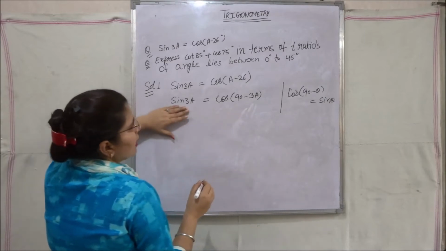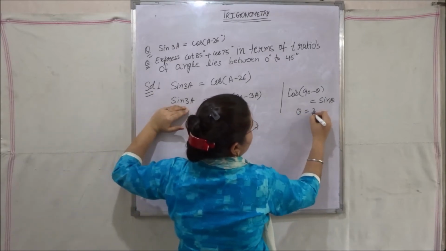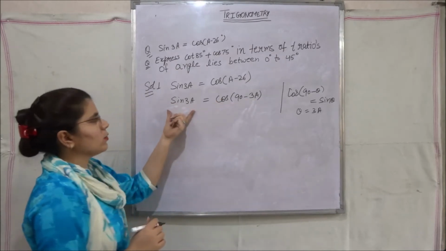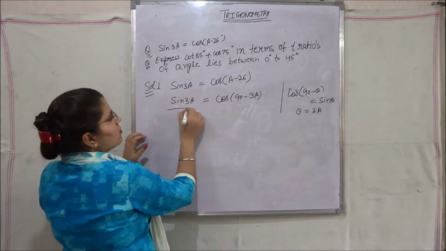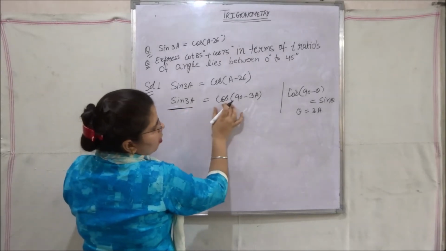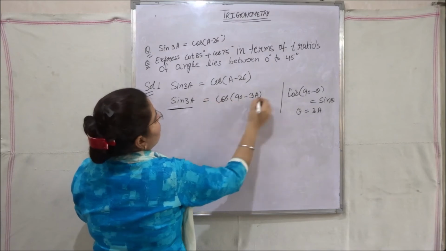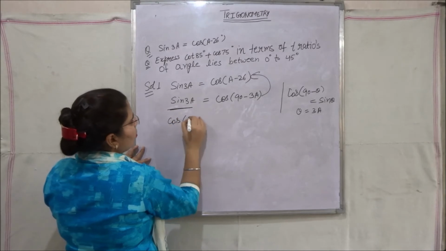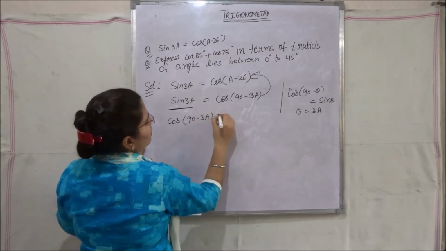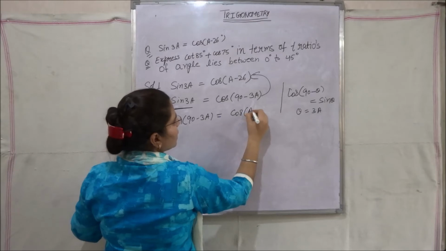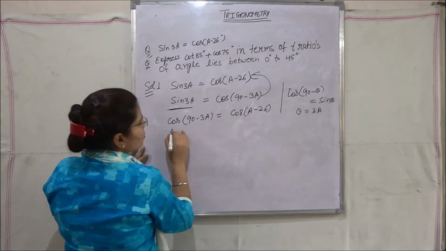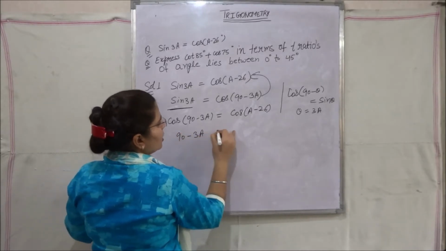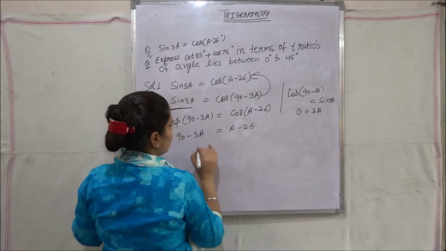So here theta is equal to 3A. So cos of 90 minus 3A is equal to sin 3A. So instead of sin 3A, we can write cos of 90 minus 3A. So put this in the above equation, that is cos of 90 minus 3A will be equal to cos of A minus 26 degree. So taking cos inverse on both sides, we get 90 minus 3A equal to A minus 26.